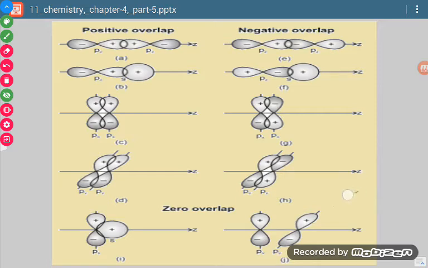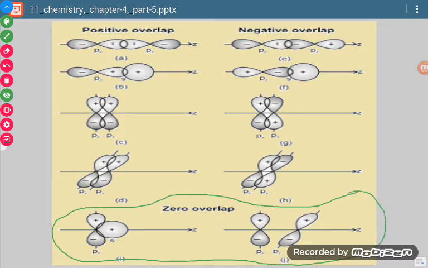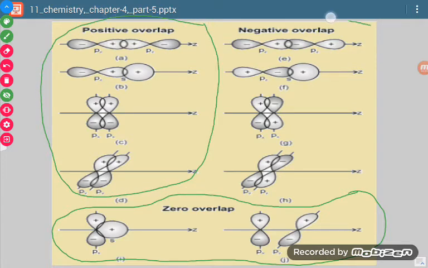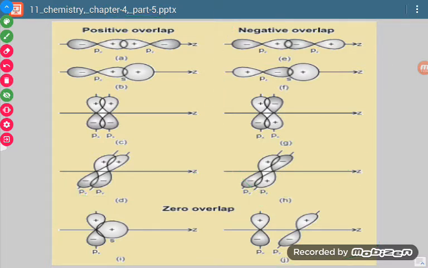Now see, this is zero overlap. These two show zero overlap. This shows positive overlap and these show negative overlap. Okay. Now first of all, let us discuss positive overlap. Now see, this p orbital is overlapping with this p orbital and the same sign lobes are approaching each other. Okay.